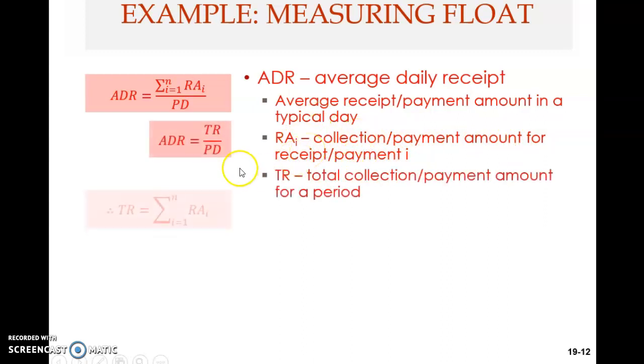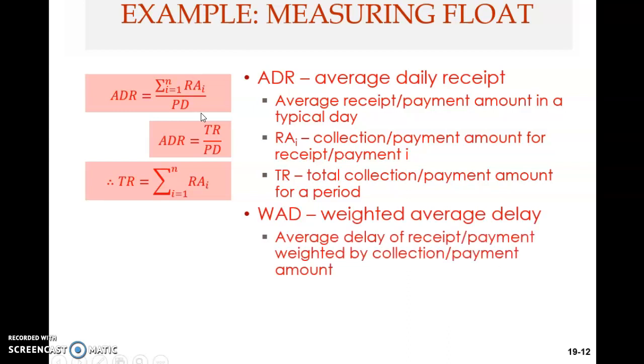Alright. And TR is the total collection or payment amount for a period. So this ADR can be computed this way as well. ADR is equal to total receipt divided by the number of days in a period. Therefore, total receipt here is actually this, the sum of all the receipt amounts or payment amounts. So this is another formula that we can use to compute ADR. TR is this, then divided by PD, or ADR we can compute directly using this formula.